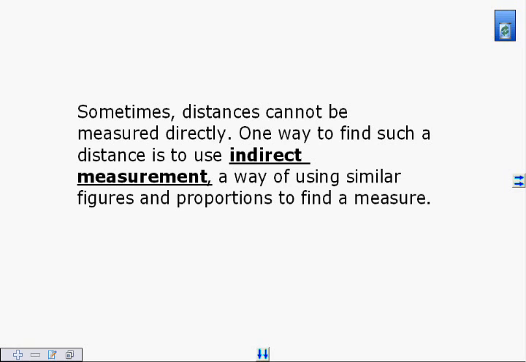Sometimes distances cannot be measured directly, like with a ruler or formula chart. One way to find such a distance is to use indirect measurement, a way of using similar figures and proportions to find a measure.